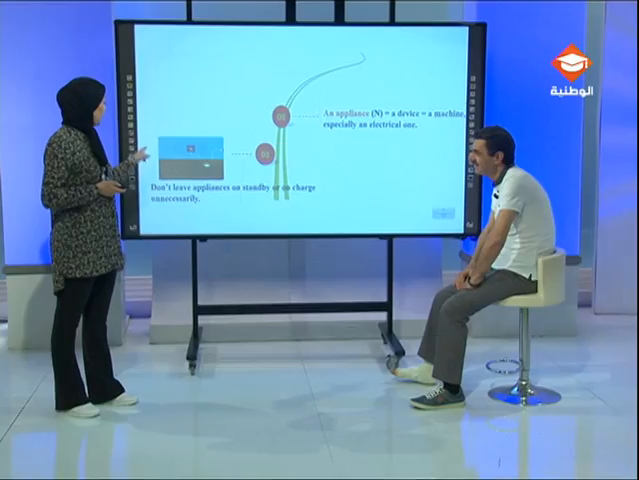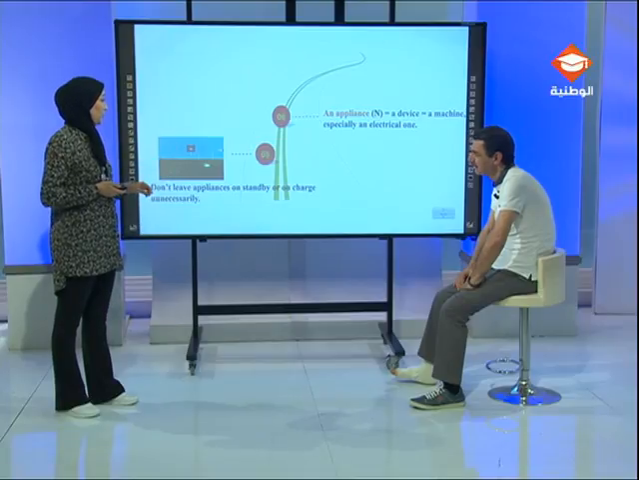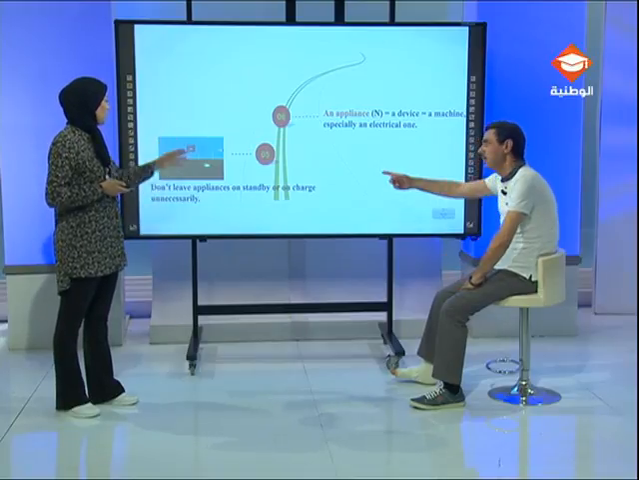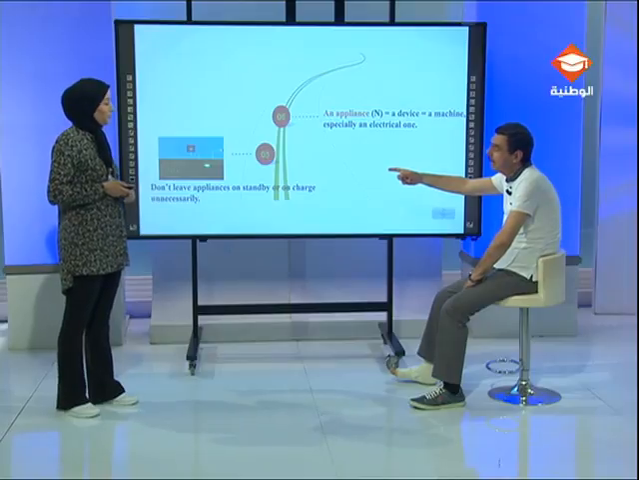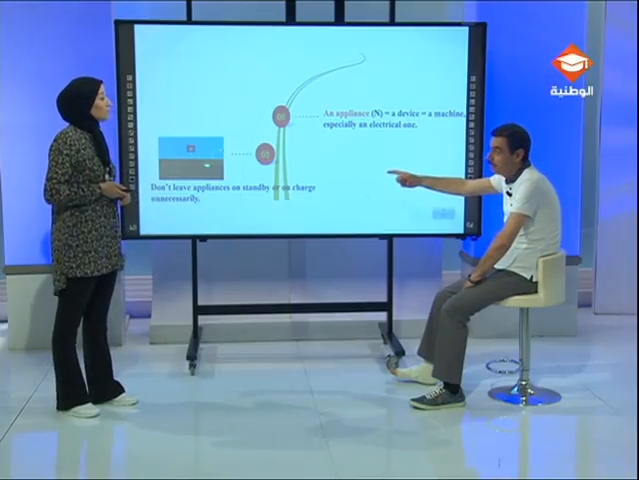Yes. Another tip is: don't leave appliances on standby or on charge unnecessarily. First, an appliance is a device, a machine, especially an electrical one. Could be a TV set, for example, or a TV receiver. Yes. A mobile phone. Yes. And what do you think of this standby and recharging, or being on charge? We do that. But yeah, I know it is a bad habit.